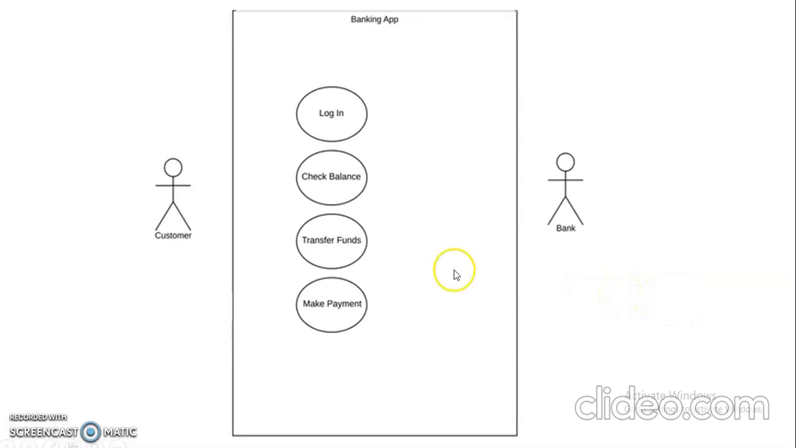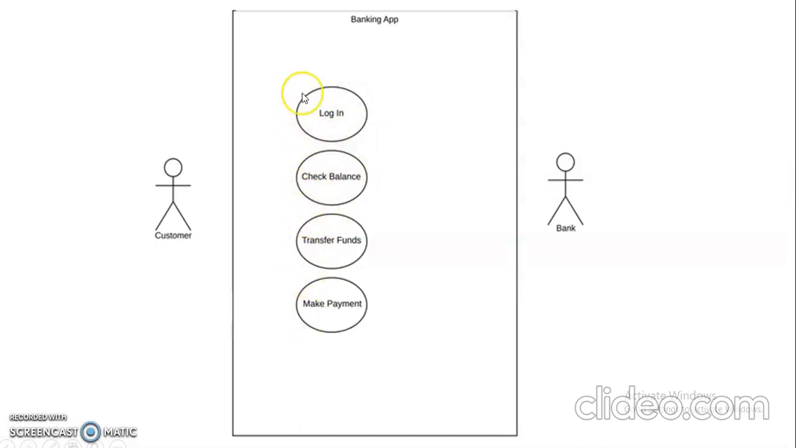So banking application is a system boundary. We have customer and bank as actors, and the possible operations the customer can do with the banking app are login, check balance, transfer fund, make payment. Note that the first word of all these use cases is a verb. Login is the action verb, check is a verb, transfer is a verb, make is a verb. So we should start our use case with a verb and it is represented inside the oval symbol.